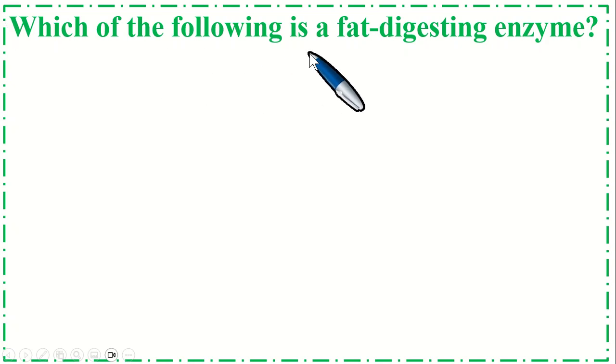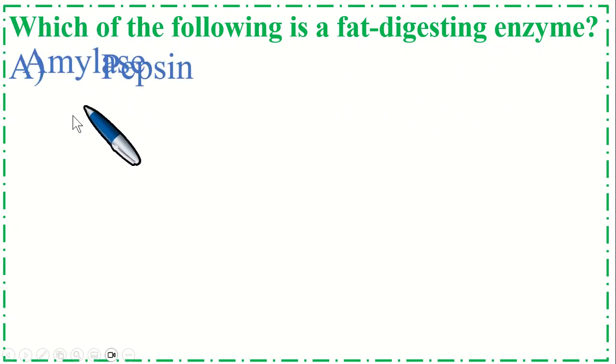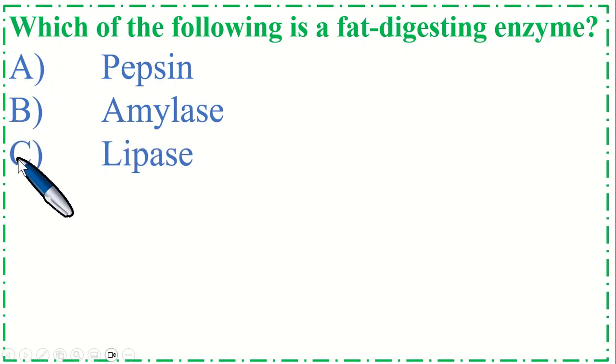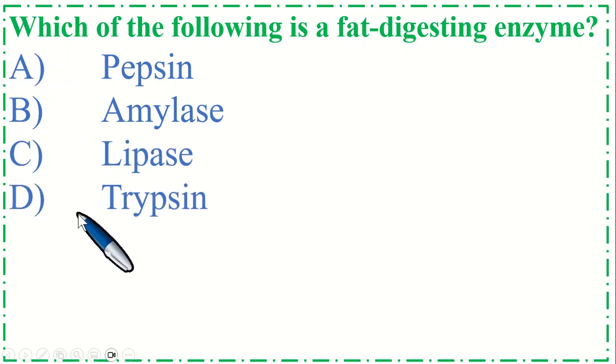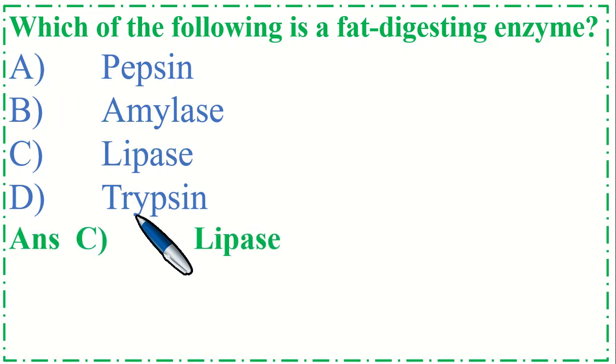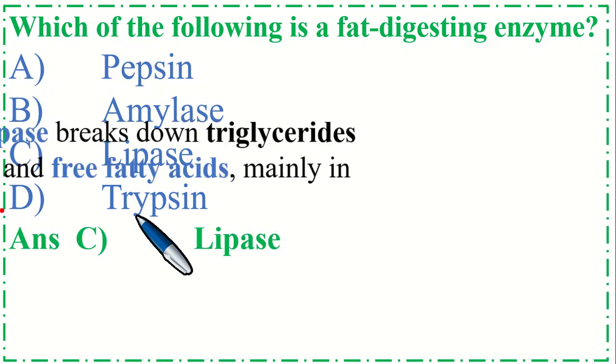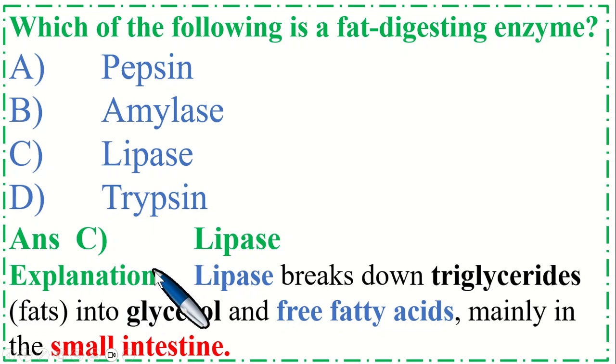Which of the following is a fat digesting enzyme? Option A pepsin, B amylase, C lipase, and option D trypsin. So the correct option is C lipase. Explanation is lipase breaks down triglycerides into glycerol and free fatty acids mainly in small intestine.